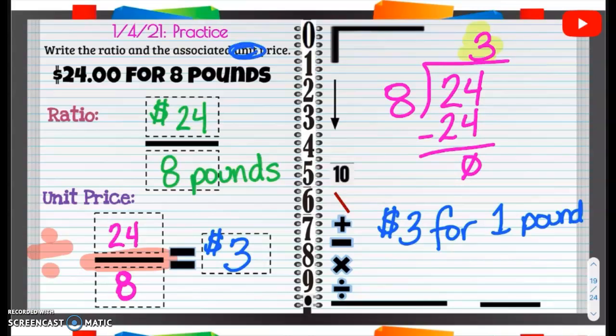Remember, unit means 1. Unit means 1. Great job!